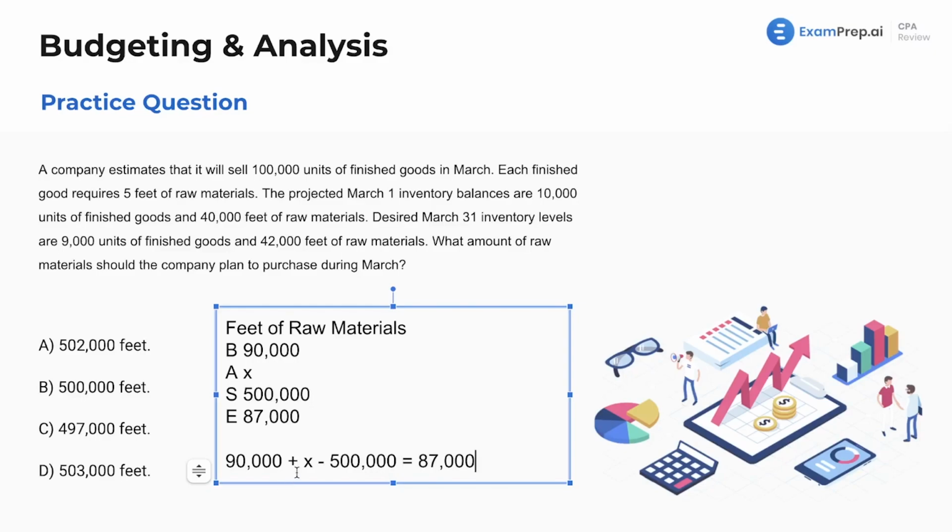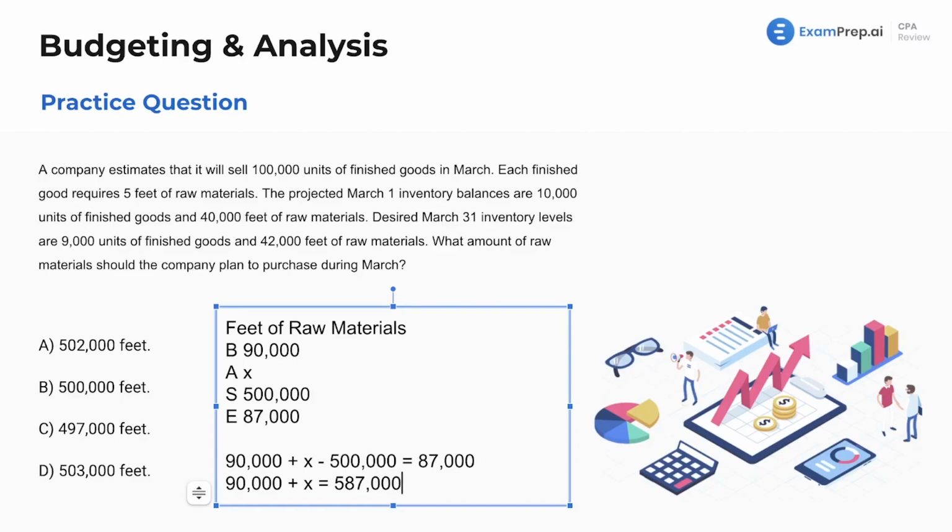Well, where do you want to start? Let's add the 500,000 to both sides. It really doesn't matter. Depends what'll make it more clean. Plus x. If we add 500 to both sides, equals 587,000. From there, I'm going to do subtracting 90,000 from both sides, so 587.